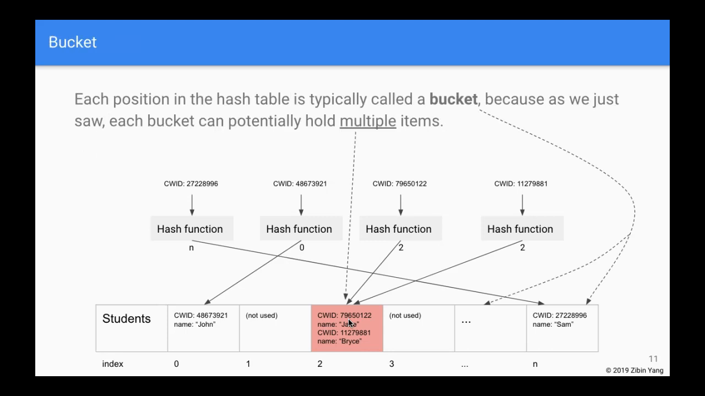All right, and finally, just some terminology. I keep calling these slots or array elements, but there is a very particular terminology for these things in a hash table. They're typically called buckets, because, as we just saw, each bucket can potentially store multiple items. So each one of these is a bucket. It might not be used, or it might store one item or multiple items.